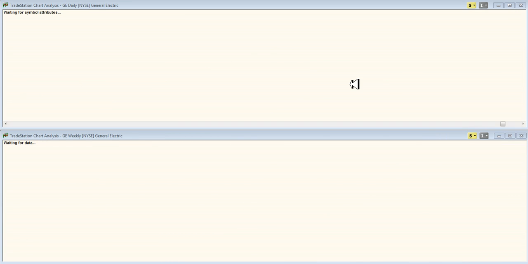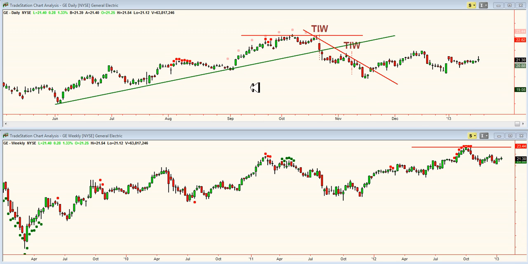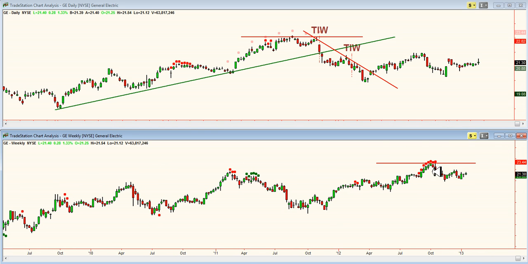How about GE? Popular stock here. With GE, the trend line, uptrend line, was broken. Resistance level with high candle count dots, red dots on the weekly chart, and then we had a break of that trend line and a nice reversal on GE.